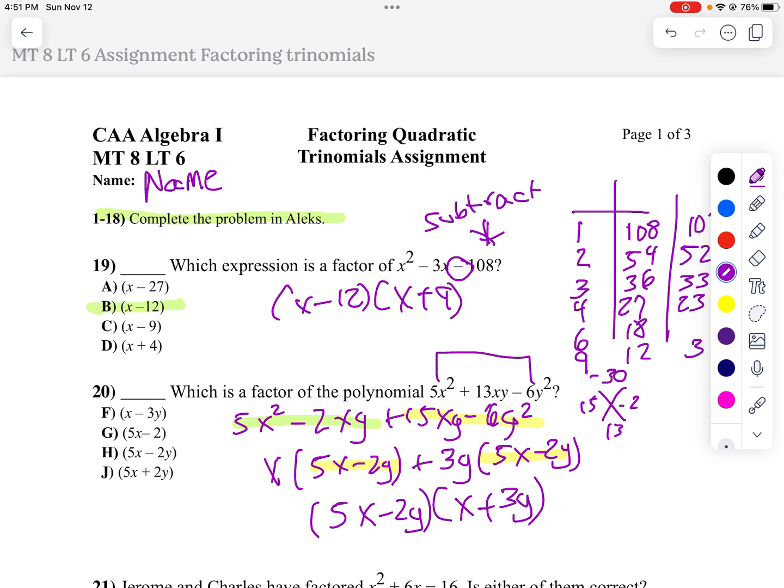Nothing goes into them again, so I'm going to compare. x minus 3y. I've got x plus 3y. That's not it. I'm missing the y in G. 5x minus 2y. There we go. So letter H will be our answer on that question.